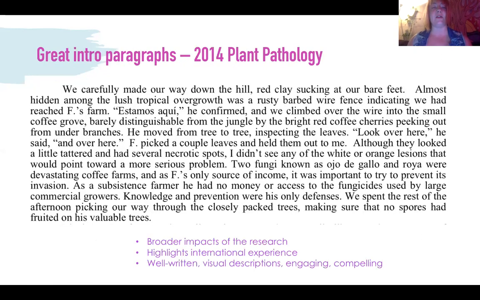And I sent out my favorite great intro paragraphs. The first one is the 2014 Plant Pathology one. And this one I really like because they address the broader impacts of the types of research they were doing. So they were doing plant pathology research, and what this person did was really bring it to the people who are farming and are actually affected by crop diseases. And it's also really well written. There's visual descriptions, it's really engaging and compelling. And it also highlights the applicant's international experience, which is an intellectual merit.